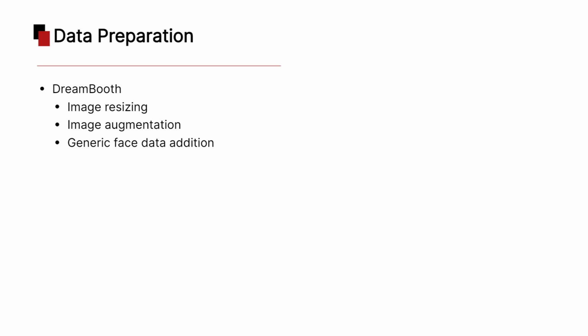Finally, we incorporate generic face data addition. This is a key step in DreamBooth training. Alongside the subject-specific images, we mix in generic face images from a broader dataset. This supports the class-specific prior preservation loss used in DreamBooth, which helps maintain the general concept of what a human face looks like, while learning the target subject's unique details. Without this, the model could overfit and generate unrealistic faces or lose the ability to produce diverse, high-quality headshots.